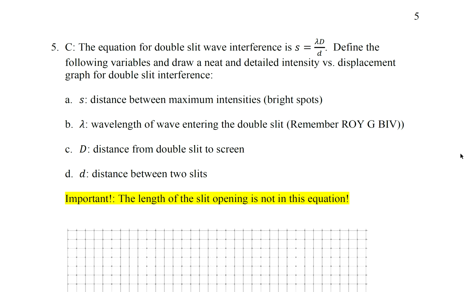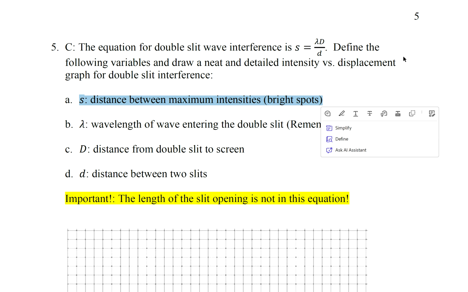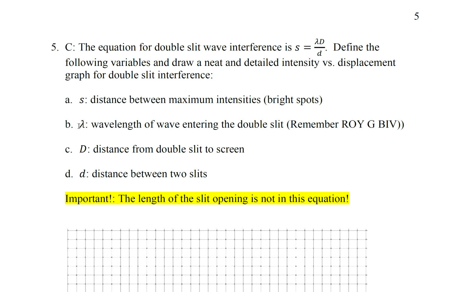Question 5. The equation for double slit wave interference is s equals lambda D over d. Define the following variables and draw a neat and detailed intensity versus displacement graph for double slit interference. So little s is the distance between maximum intensities, or bright spots. Lambda is the wavelength of the wave entering the double slit.